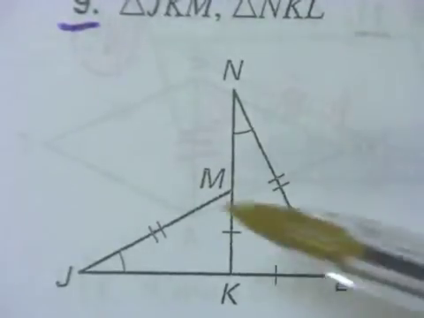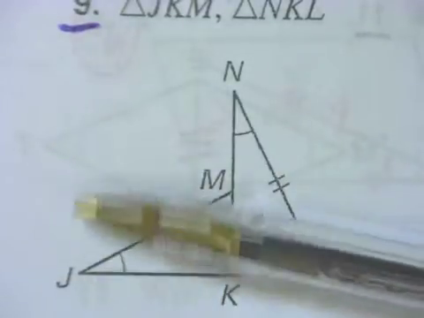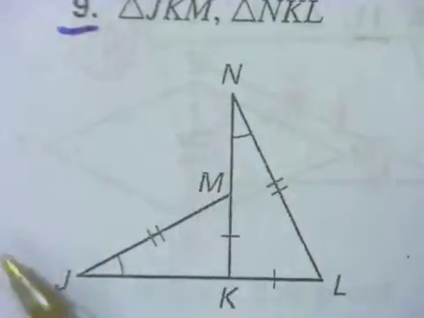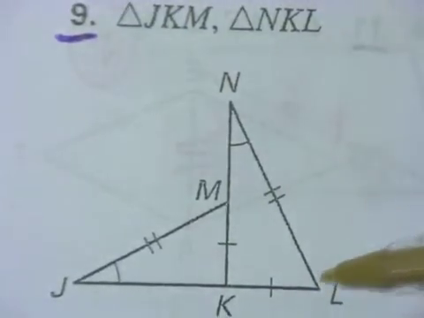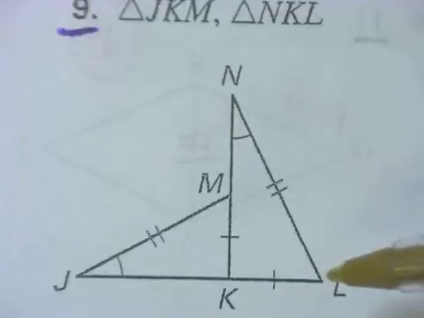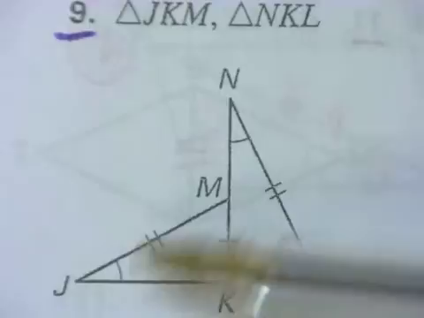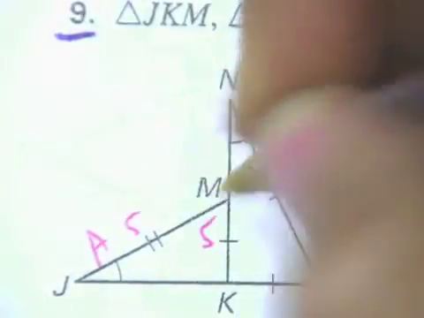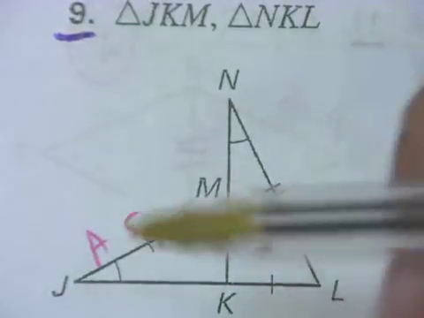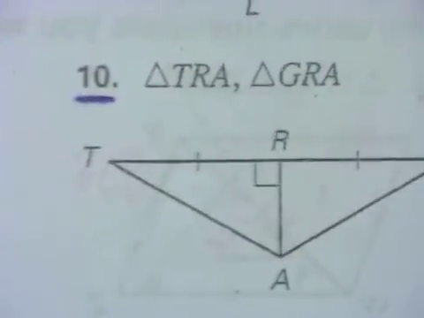Number 9 was probably one of the most difficult ones to see. Because if I took this triangle right here and lifted it up and superimposed it over here, chances are that it might be congruent. But unfortunately, I can't use that. I have to go by the rules of the theorems. So what do I have here? I have an angle, a side, and a side. I hope that we can quickly remember that there is no angle side side rule, so we're going to say no.